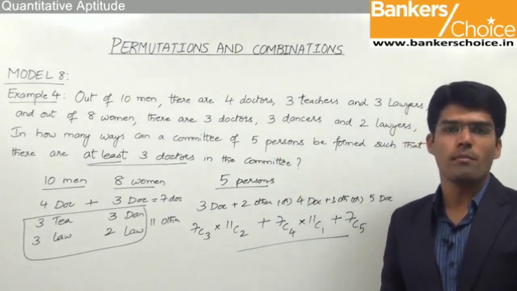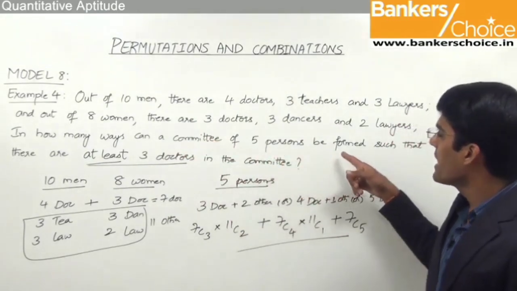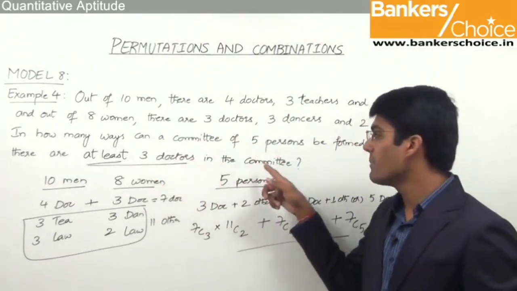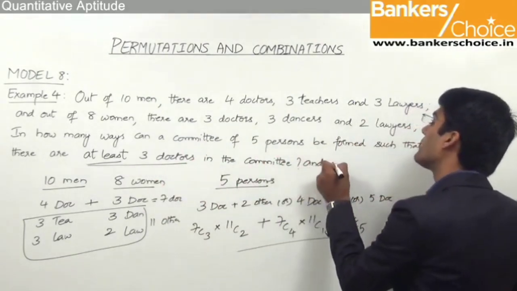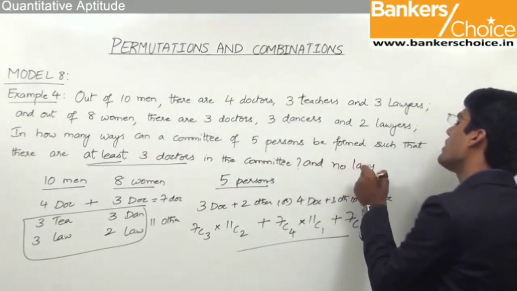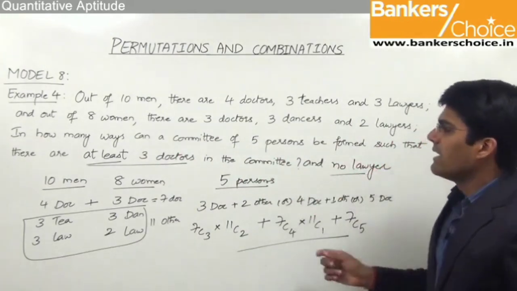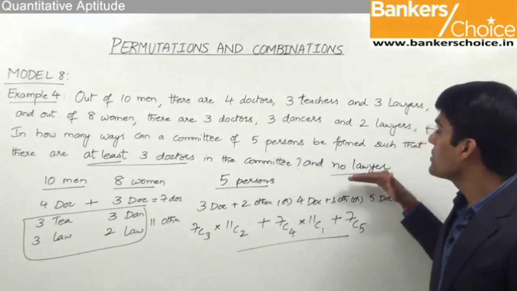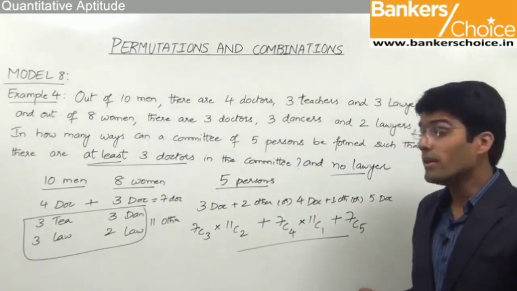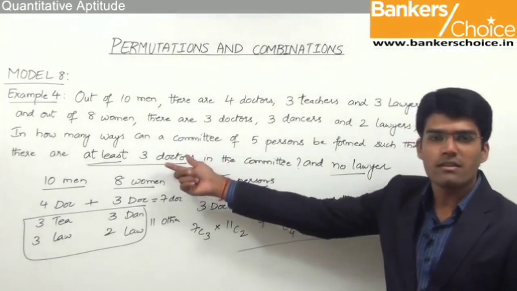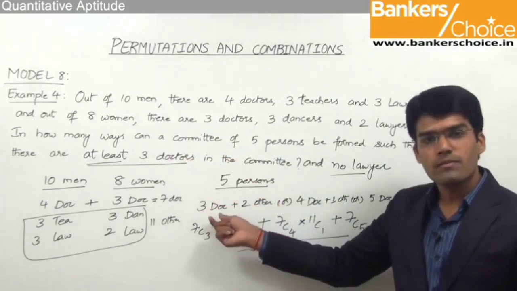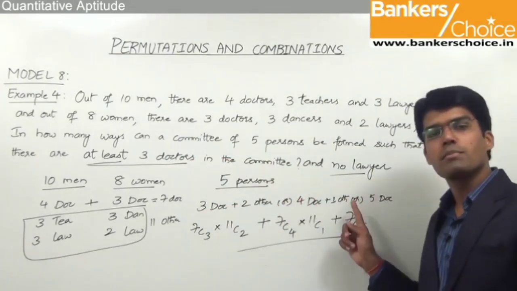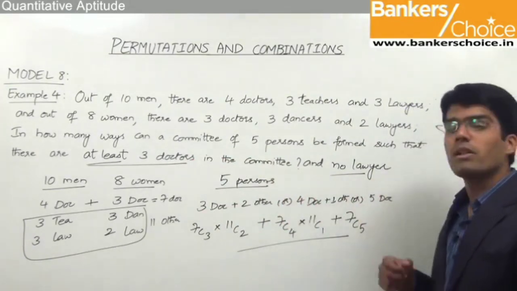Similarly, to make it even more complicated, we can say: in how many ways can a committee of 5 persons be formed such that there are at least 3 doctors in the committee and there is no lawyer. At least 3 doctors and there should not be any lawyer. Now in this case, the first half of the question remains the same. That is, there must be at least 3 doctors, but there should not be any lawyer. So what we do here is, because at least 3 doctors are required, it can be 3 doctors and 2 persons of other professions but not lawyers, or 4 doctors and 1 person of other profession but not lawyers, or all the 5 can be doctors.